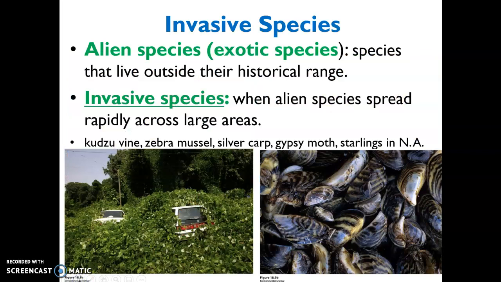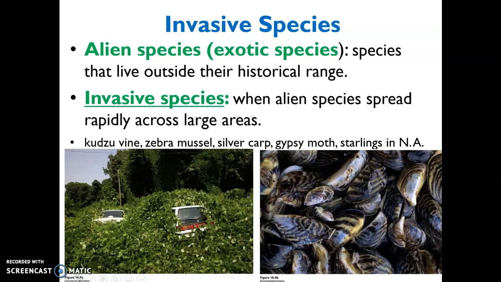Okay, the second cause of declining biodiversity is invasive species. So first, let's look at some vocabulary terms. First, alien species and exotic species. Those are equivalent terms. An alien or exotic species is one that has not historically lived in a particular range, but is now living outside their historical range.